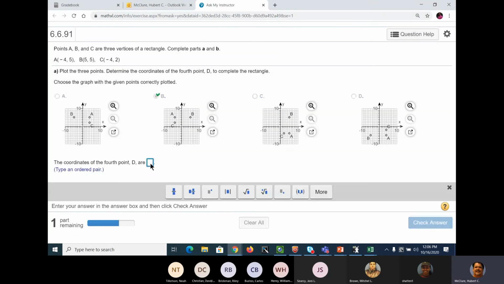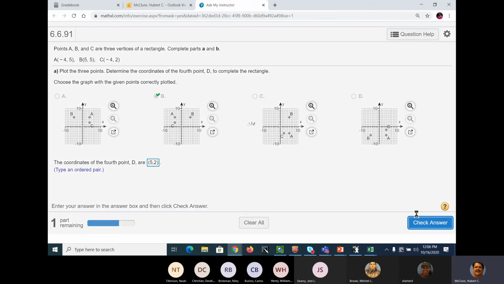And the coordinates of the fourth point are, it says type using ordered pair. And what is that in? Parentheses. So I'm going to type parentheses, 5, 2, close parentheses. And that's it.